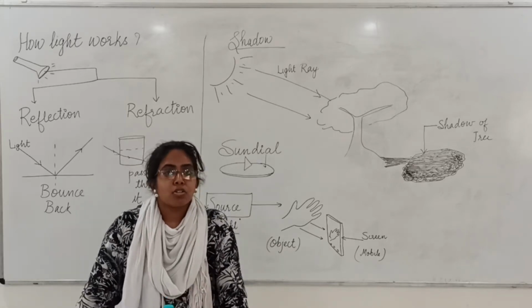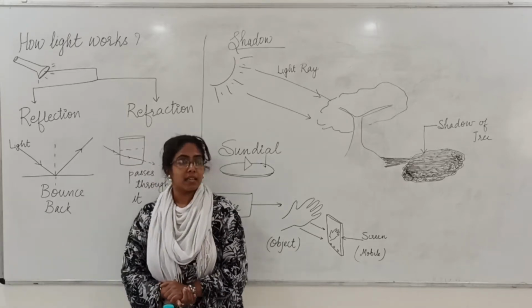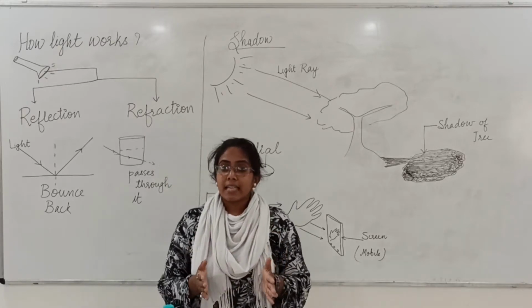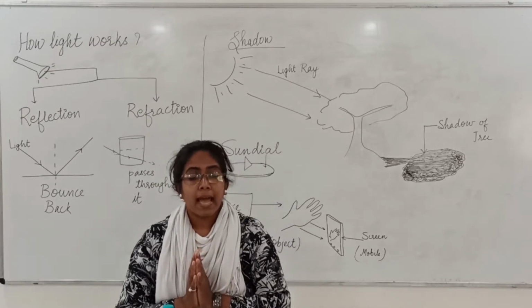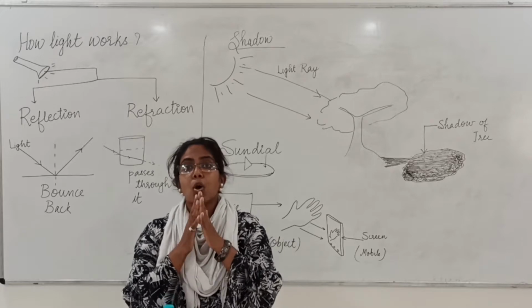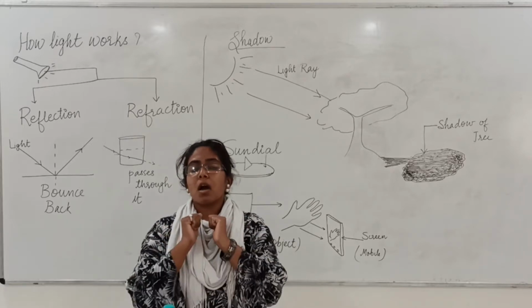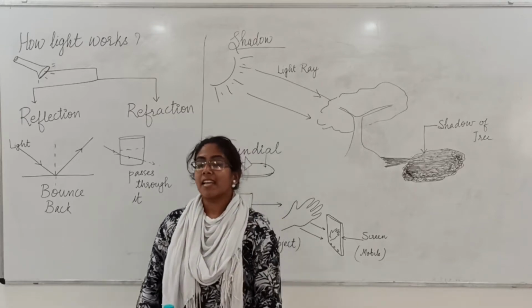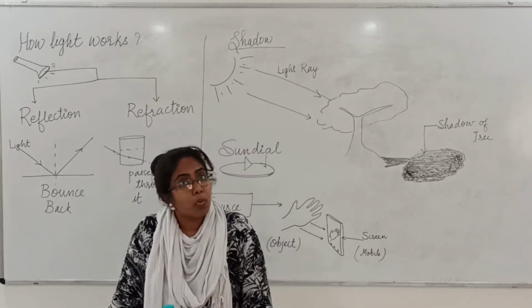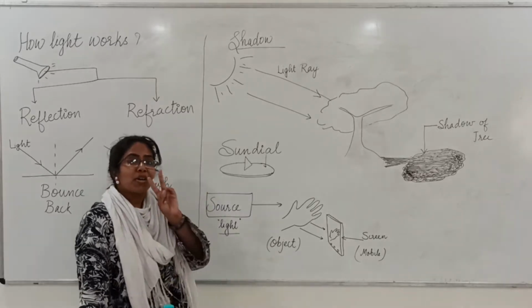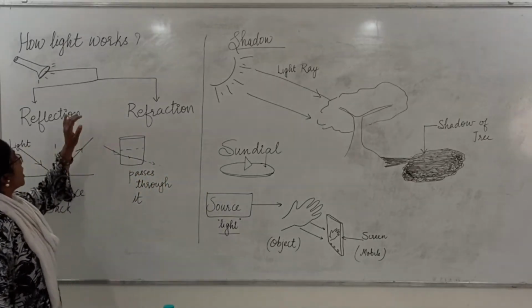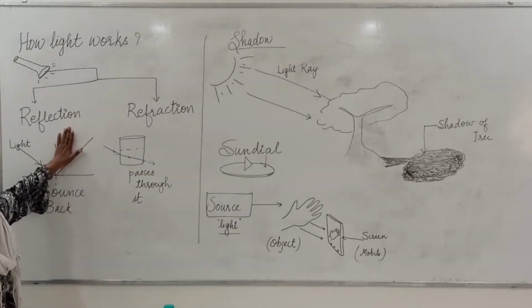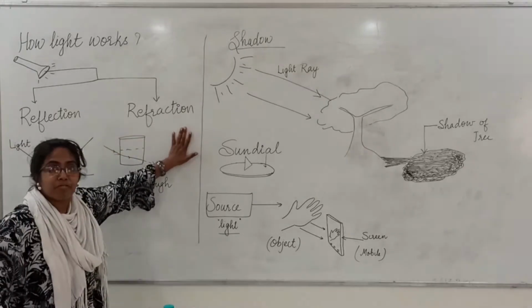Hello friends. In the last class we learned that light is a source of energy and light makes things visible to us. But how does this light work? Today we are going to learn how light actually works. Light has two different types. One is reflection, and another is refraction.